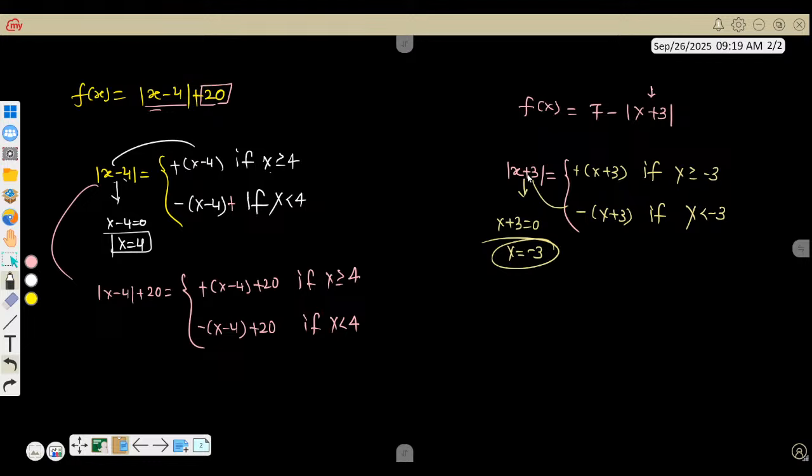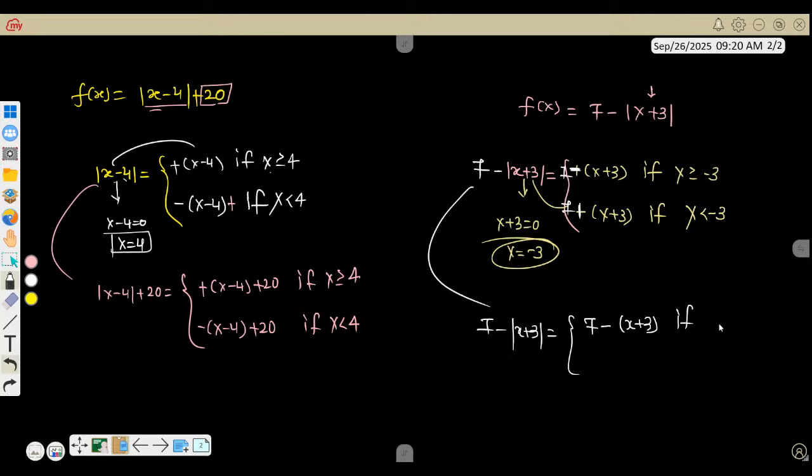Yeah. But the real function is not this. First of all, you have to apply the minus, and then add 7. So when we apply negative, this positive becomes negative and the negative becomes positive. And now add 7. So add 7 here like this. So the new function that we have been given becomes 7 minus (x plus 3) if x is greater than minus 3, or 7 plus (x plus 3) if x is less than minus 3.